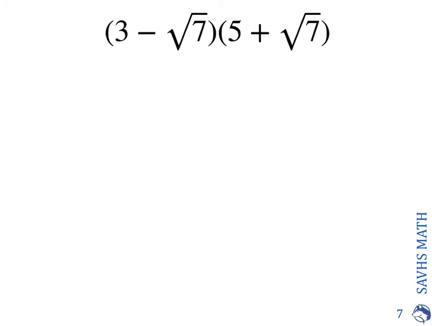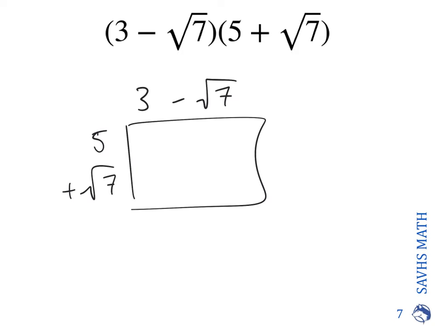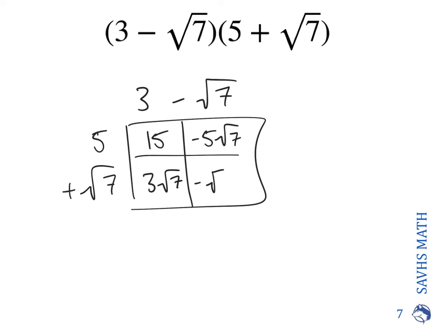Here's one for you to do by yourself. I will go through it after you try. Okay, here goes. 3 minus root 7, 5 plus root 7, box method. Okay, 15, negative 5 roots of 7, 3 roots of 7, and then negative 7 square root of 7 times square root of 7. Okay, so what do we get here?